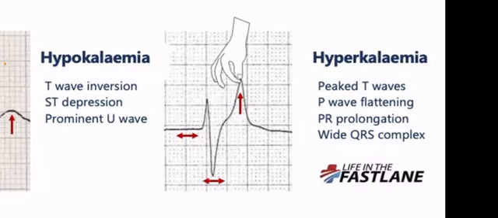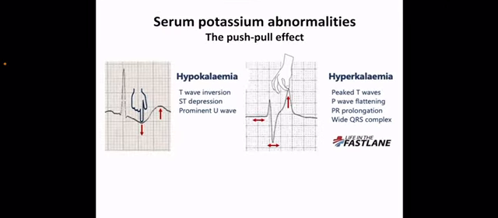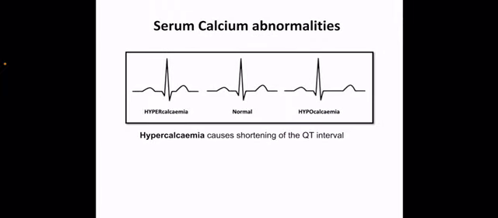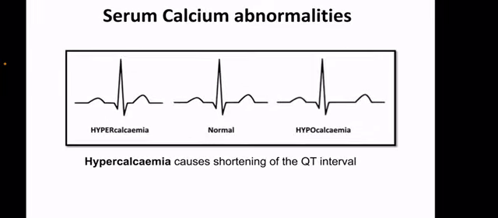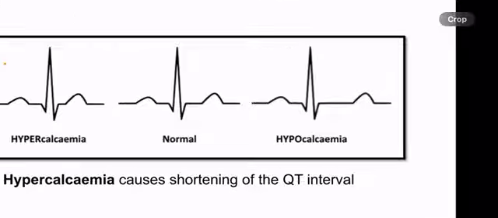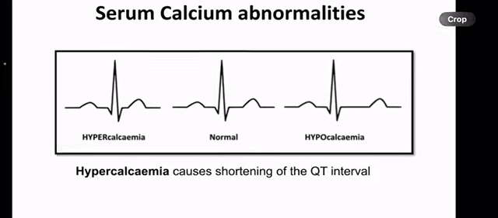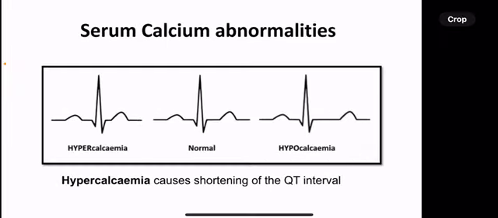QT short, wide QRS change here. The most important one, the one that I discussed, is the prolongation of QT in hypokalemia and hypocalcemia. Hypocalcemia, as we said, prolongation of the QT, while hypercalcemia shortening of the QT.